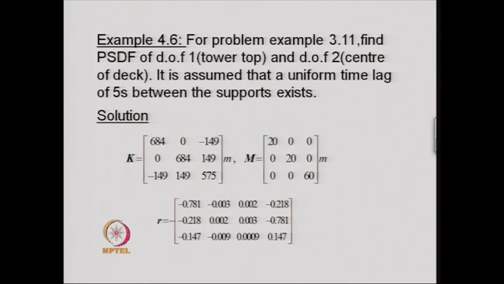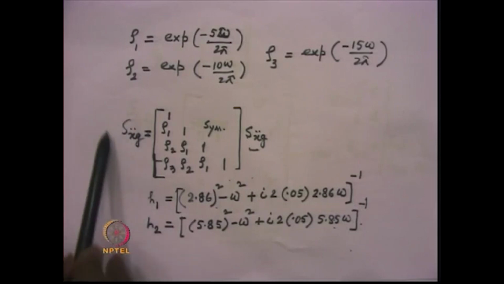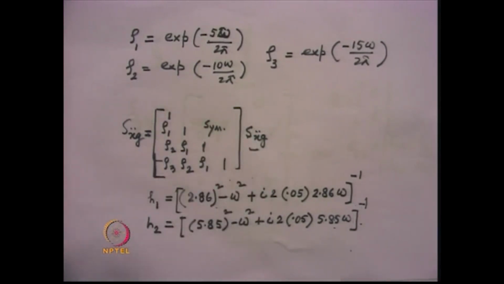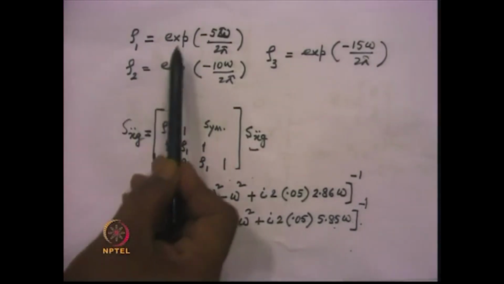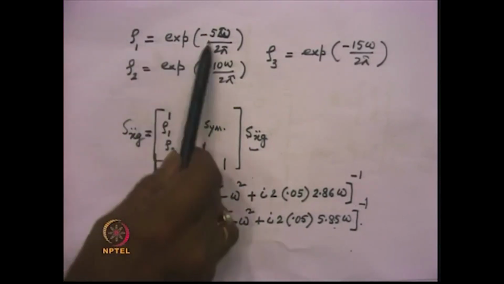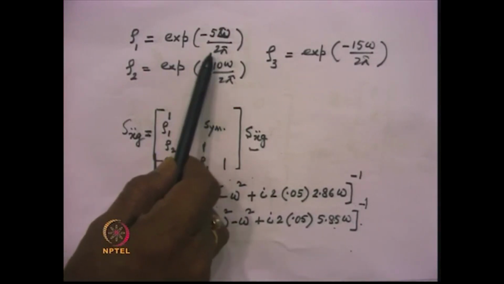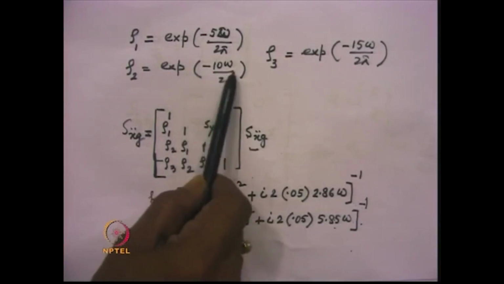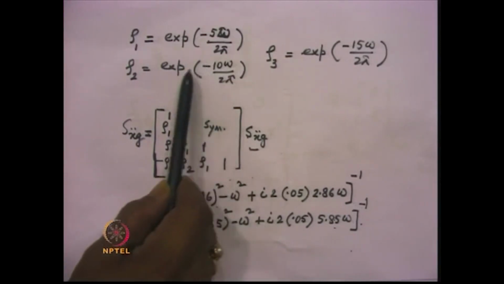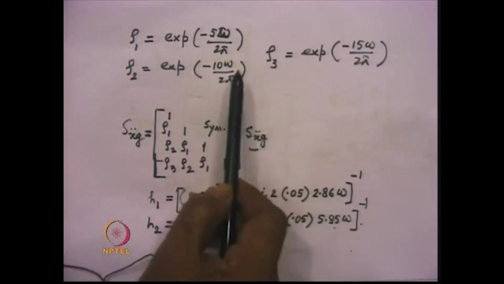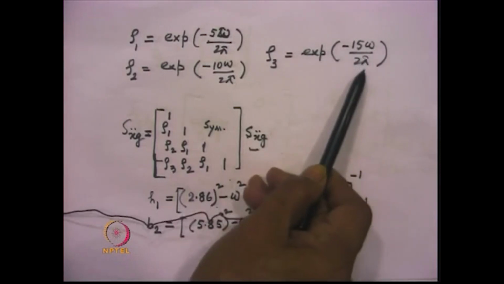Now, in the case of this multi support excitation, what we will require is the definition of the power spectral density function S_xg double dot, which will be written in terms of the coherence function or the cross correlation function between 2 supports. So, between the first and the second support it will be minus 5 omega divided by 2 pi, because the time lag is 5 seconds. Between the first and the third it will be minus 10 omega divided by 2 pi, because the time lag is 10 seconds, and between the first and the fourth support it will be minus 15 omega by 2 pi.